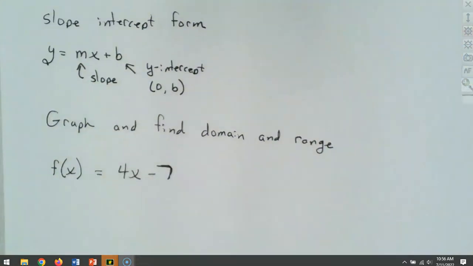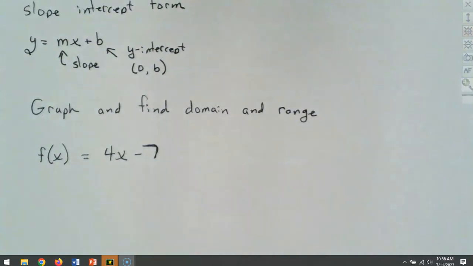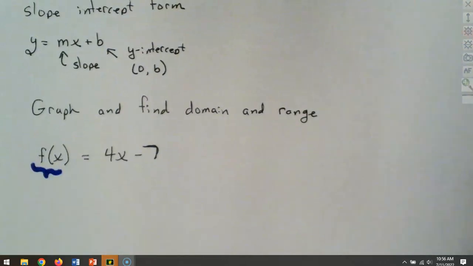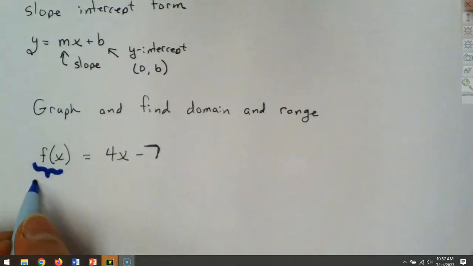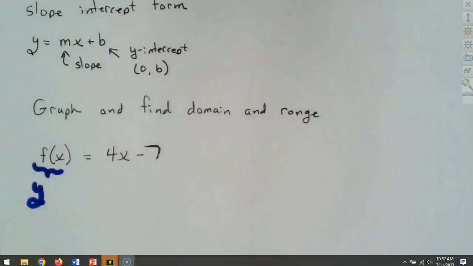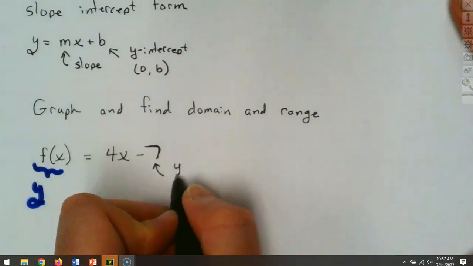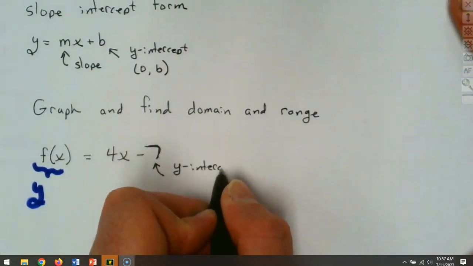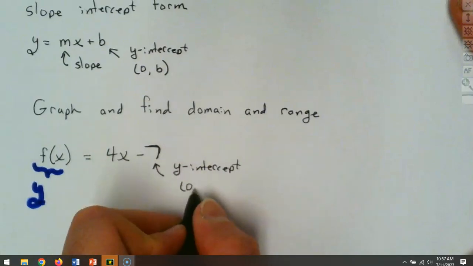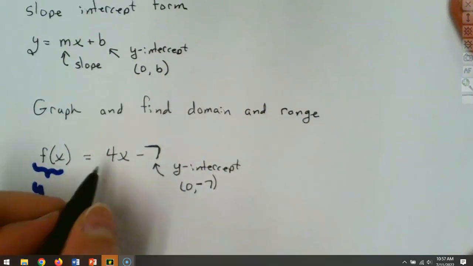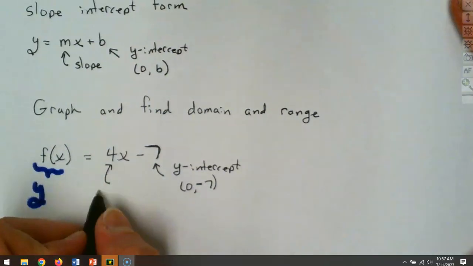Now this one happens to be in function notation, which is okay, because in function notation, we should remember that f of x is nothing but a y, right? Because f of x and y can be used interchangeably here. And so we have it basically in slope-intercept form. So the -7 is going to be your y-intercept. And this 4 represents your slope.